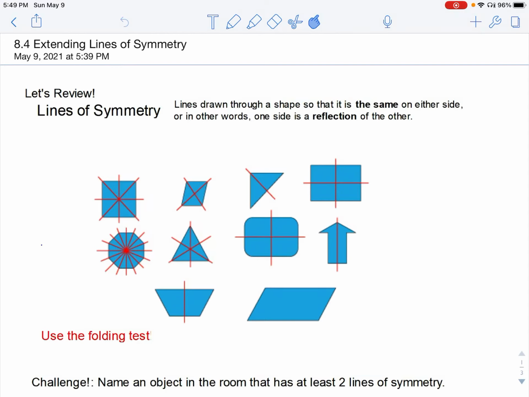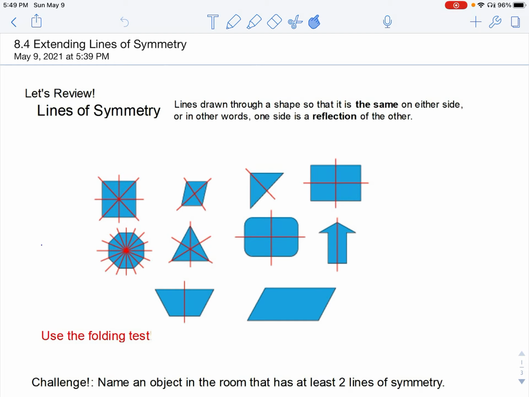Today we are going to be talking about lines of symmetry, and you are going to get some new figures, more complex shapes where you need to identify the lines of symmetry. So first let's review what are lines of symmetry. Read this definition with me.